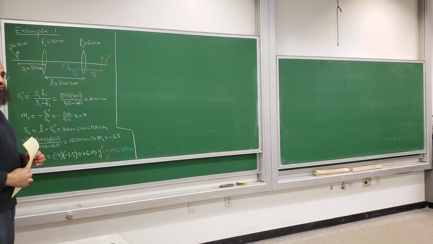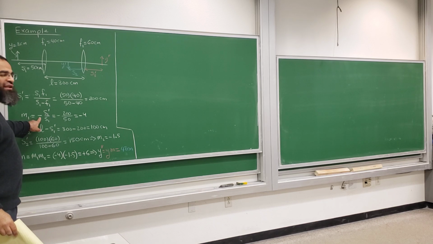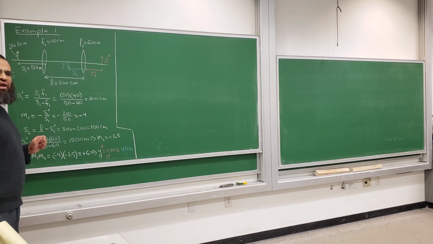Professor, why did we put a negative on the magnification? We got this equation a while ago. Okay. So magnification is always minus S prime over S. I saw another hand for this.